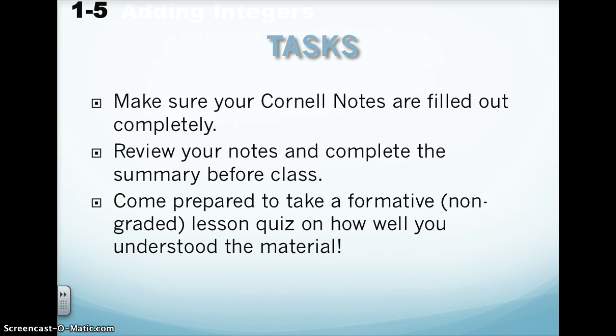Your tasks. Make sure your Cornell notes are filled out completely. Review your notes and complete the summary before class, and come prepared to take a formative lesson quiz on how well you understood the material.